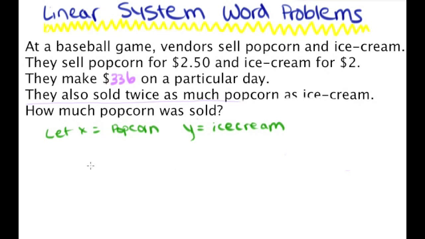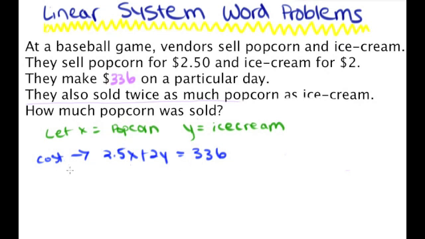So one of our equations is going to be about cost, and the other one is going to be about number. So let's do our cost one first. Our cost one will be 2.5x plus 2y is equal to 336, because $2.50 times the number of bags of popcorn plus $2 times the number of boxes of ice cream is equal to the total they made on a day, which is $336.